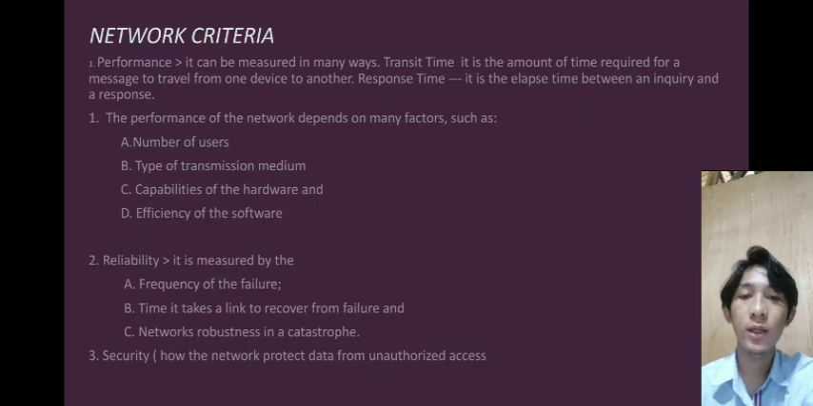The capabilities of the hardware means that, like the phone, there are many types of phones. It will depend on the capabilities of your hardware. Efficiency of the software. Reliability. It is measured by the frequency of failure, the time it takes the link to recover from failure, and network robustness in a catastrophe. Security. How the network protects the data from unauthorized access.